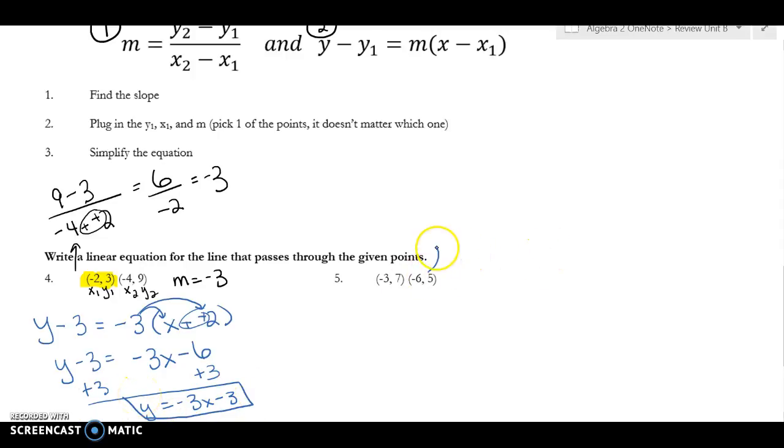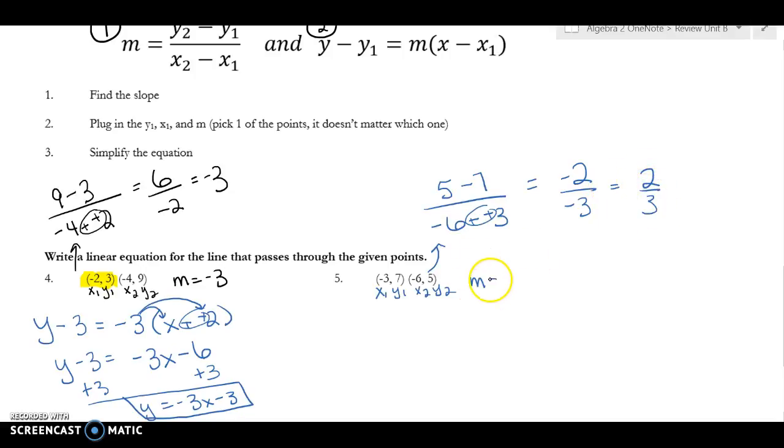Same thing here. You start off by finding your slope. So x1, y1, x2, y2. So it's going to be y2 minus y1, so 5 minus 7. And then x2 minus x1. Make sure you write all the negatives. A common thing people will do is they'll write minus, and then they'll forget that that x was a negative 3. And so I have negative 2 over negative 3, which becomes 2 over 3. So my m for this one is 2 over 3.